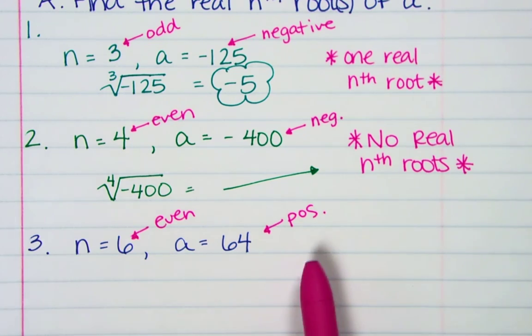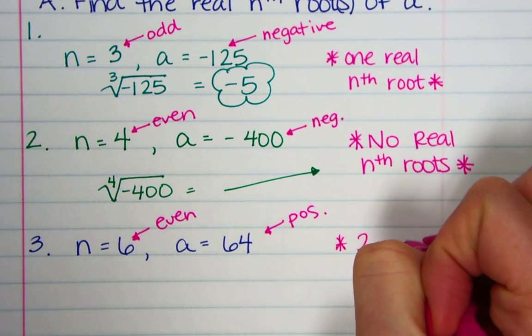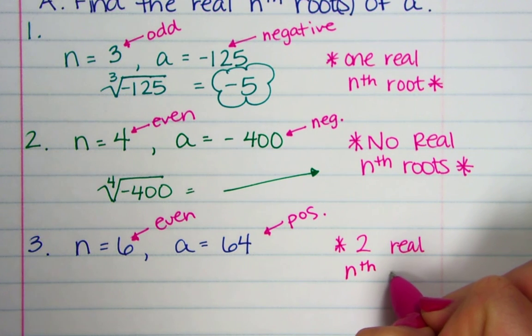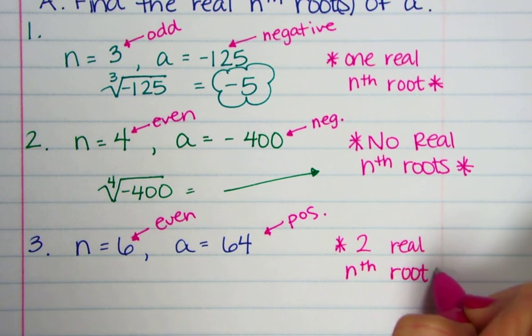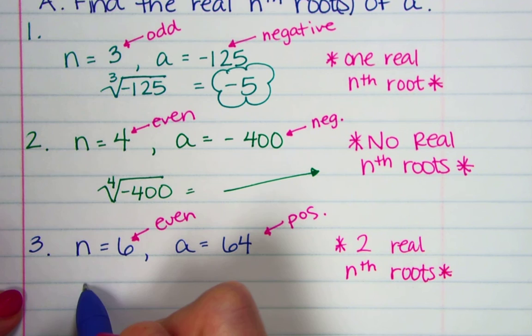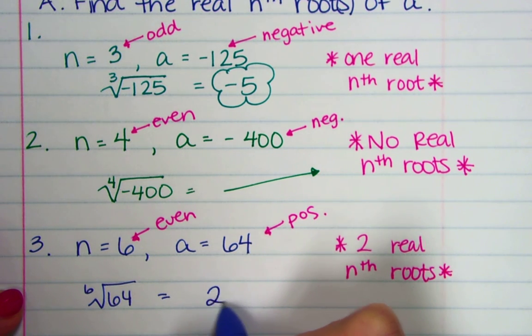So if it's even positive, how many solutions are there? 2. Okay. 2 real nth roots. So you know there's real and if there's 2, what are they going to be? Positive and negative. Good. Okay, so if I put this into the calculator like this, 6th root of 64, that gives me what? 2. So it's positive and negative 2.